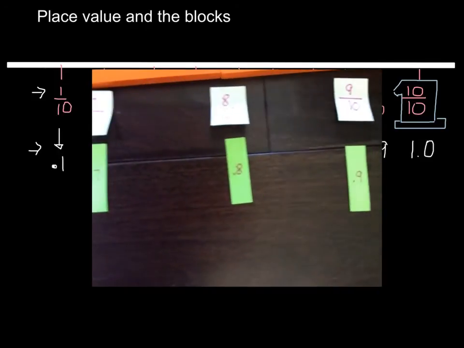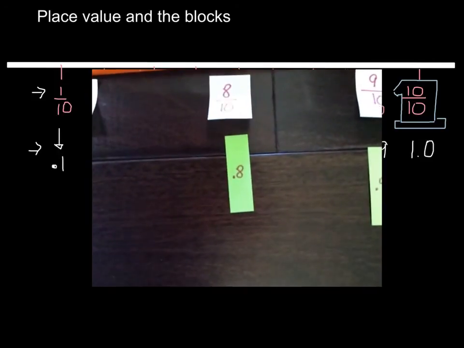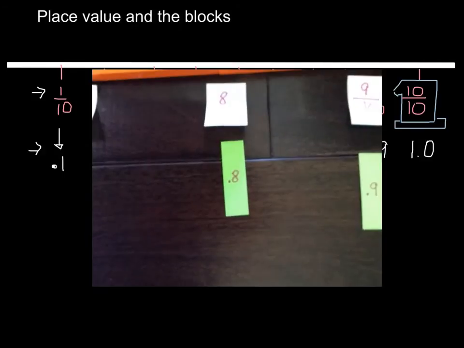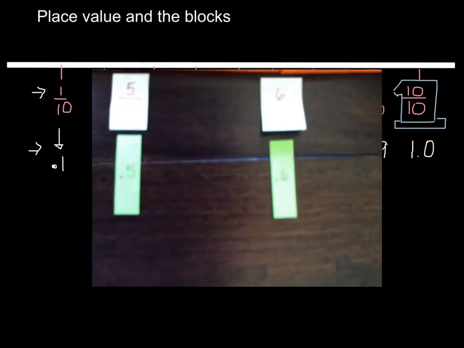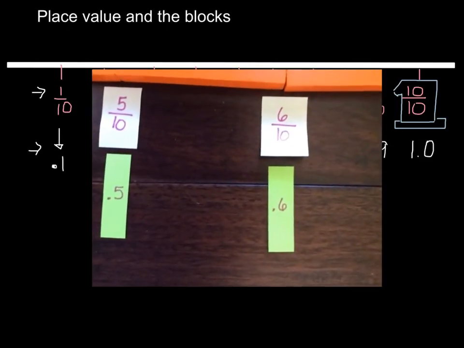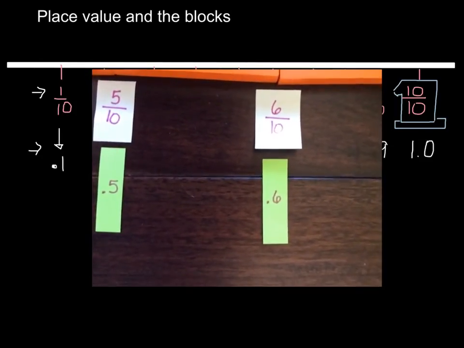I found equivalent ways of representing 8/10 by saying 0.8 or 8/10. I found ways of representing 6/10 by saying 0.6 or 6/10.